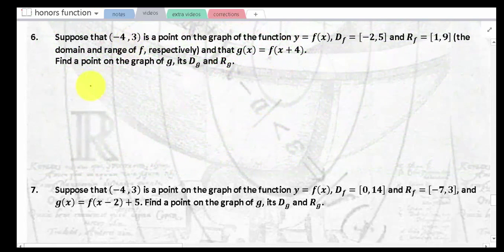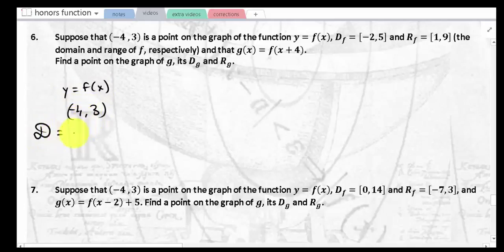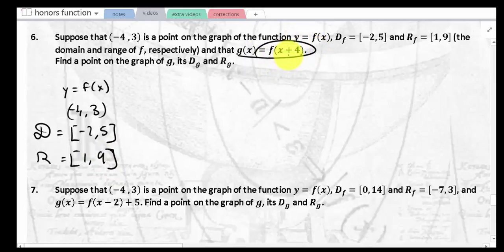Okay, so in this case, I have a function y equals f of x. I have a point on the function, negative 4, 3. I have a domain of the function, which is negative 2, 5. And I have the range of the function, which is 1, 9. And I'm considering the transformation f of x plus 4. Now, in the subsequent lecture, we're going to do all transformations. This is just one of them, okay? That's all. It's just one.